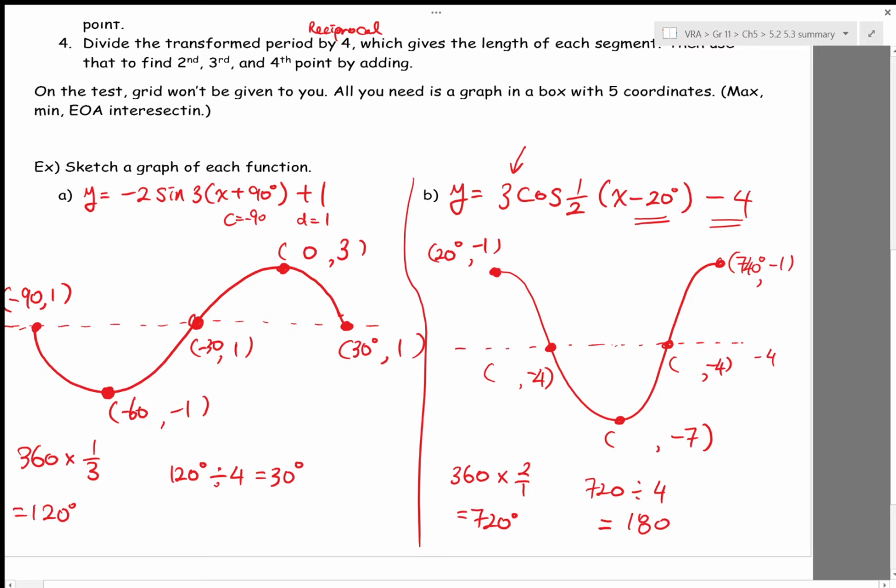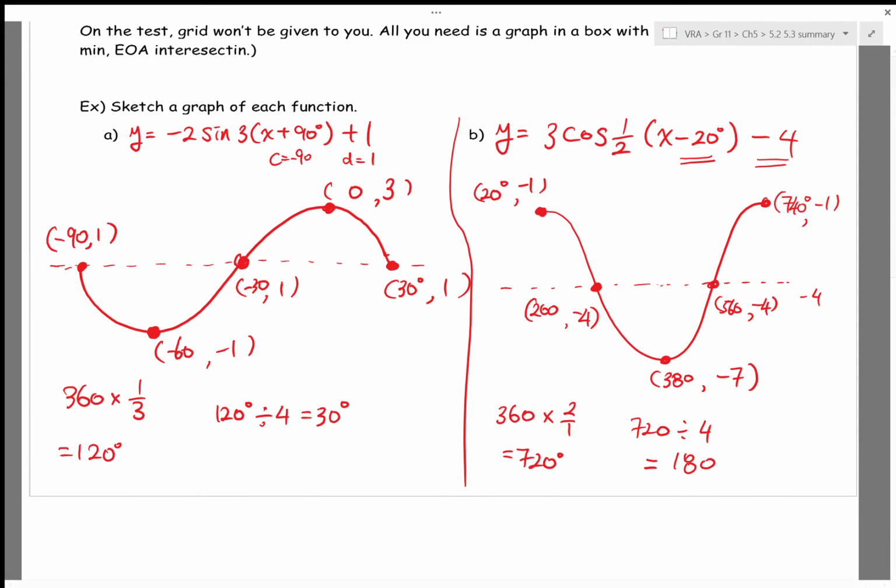So you keep adding 180 degrees to the starting angle, which is 20. 20 plus 180, that's 200. 200 plus 180, that is 380. And then plus 180 to that, that gives me 560, I believe. And then we add 180 to that, that ends up at 740. So that perfectly makes sense. So that is a good indication of whether you have actually found the degrees correctly or not, okay? So that's how we can sketch a graph of a function using the transformation.